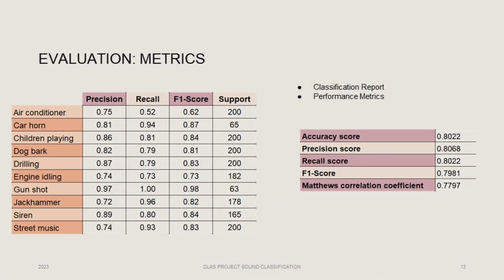In this first table, we can see the classification report with detailed information about the performance of the model, with precision, recall, F1 score, and support for each class. In general, there is a balanced number of samples of all classes, except for car horn and gunshot, in which the F1 score metric is useful. In general, we have quite high values except for air conditioner. In the right table, we can see the performance metrics that result in an average overall performance. The accuracy score of 0.8 indicates that the model classifies correctly about 80% of all samples.